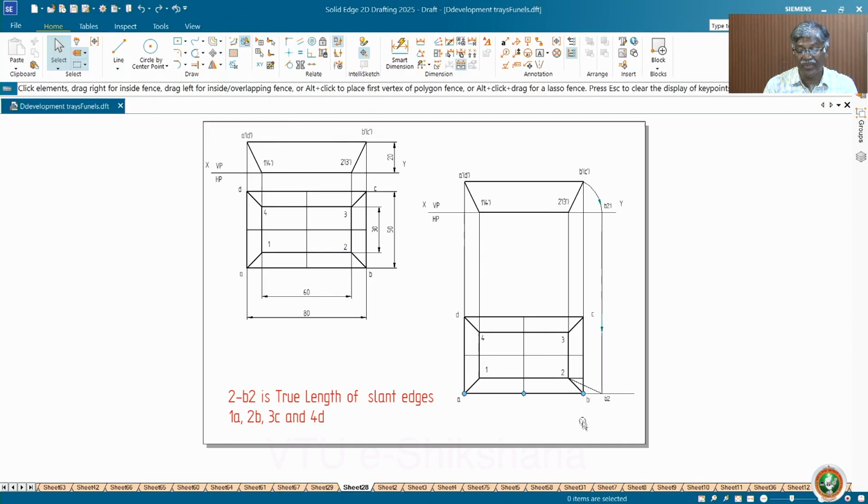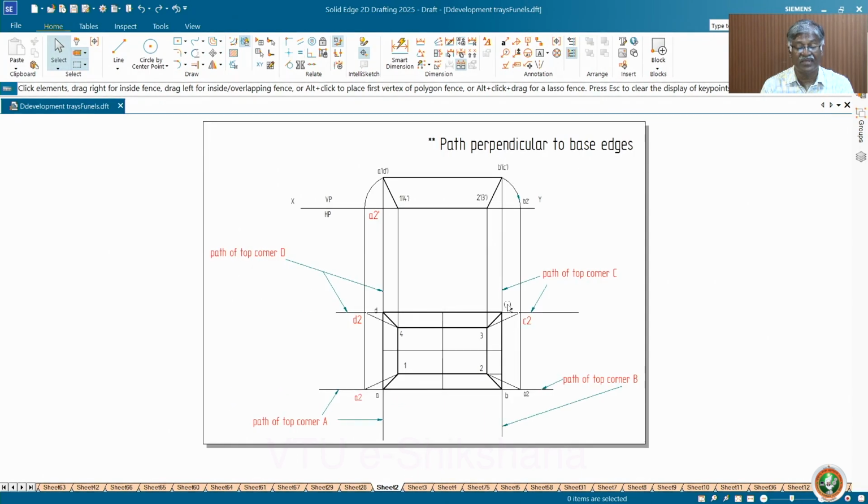You get one more B here, that is on the locus of B only, perpendicular to 1, 2. Since it is horizontal, you can draw a vertical through B. So this is a simple reference for how exactly you get the true length of this slant edge. And for all sides you get the path, or locus, of the top corner C. Similarly for B, this is for A, this is for D. That is as good as the first problem.